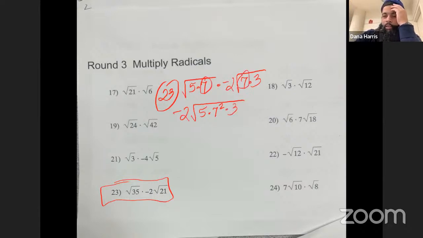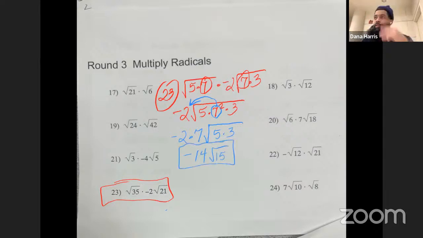All right, so then now, since I got that, I'm going to take this 7 and it's going to go out front. So I have negative 2 times 7, and then square root of 5 times 3. So I'll get negative 14 square root of 15. Okay, so as y'all can see, this is a different method to make less work, because some of these numbers, they're so large when you multiply them, you get some gigantic numbers.